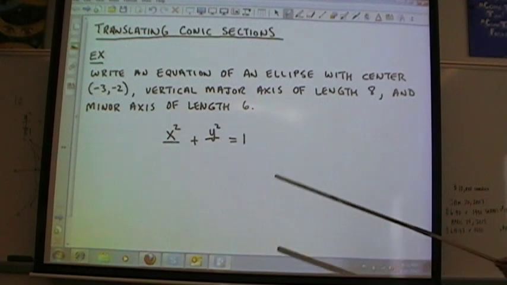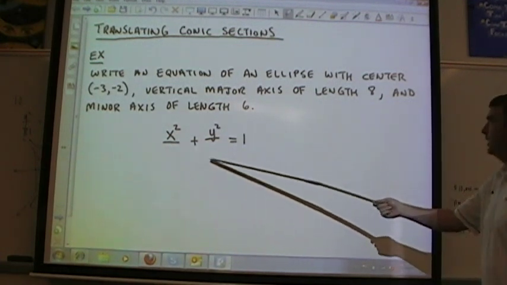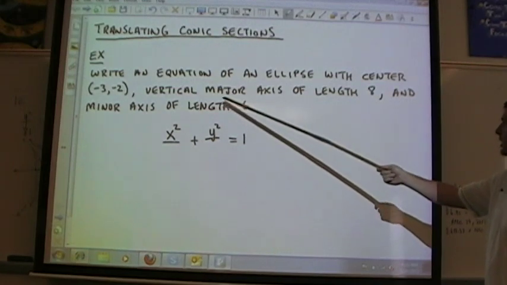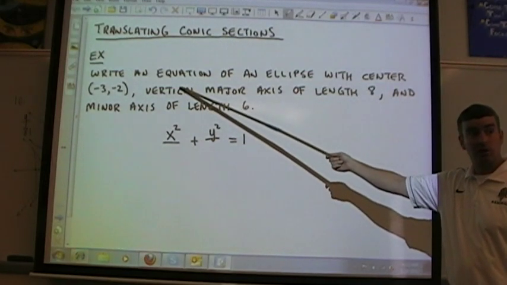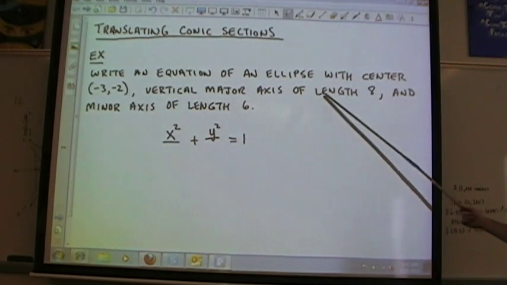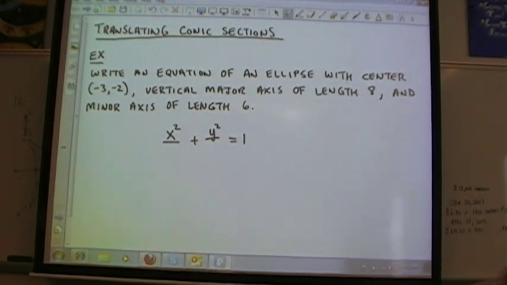We get these somethings by seeing that the major axis is the vertical. So the vertical is which one? Y. The entire length is 8 units, but we don't want the entire length. We want half the length, which is 4 units. You square it and get 16. And that goes under the Y because it's the vertical axis.